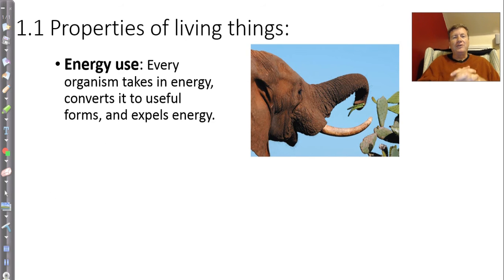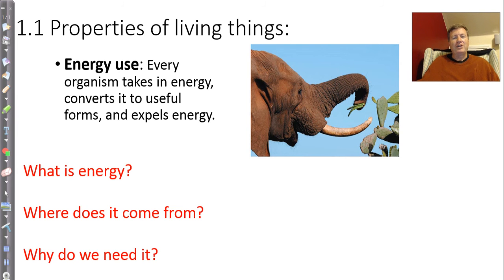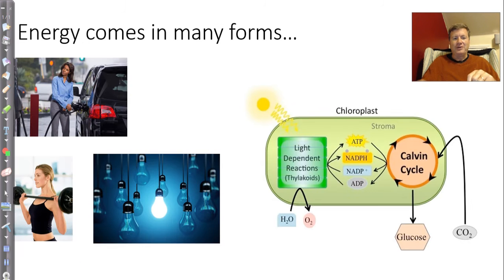First, let's go back to section 1.1 of your book, Properties of Living Things. One of the properties was energy use. Every organism, every live organism takes in energy, converts it to useful forms, and expels it. So obviously that's one of the fundamental properties of a living thing, that it has the ability to take in, use, and expel energy. But now we're left with some questions. What is it? Where does it come from, and why do we need it? So we'll tackle those here.